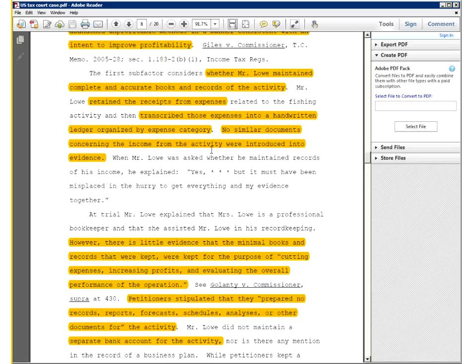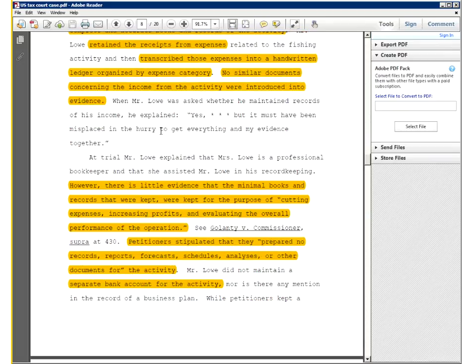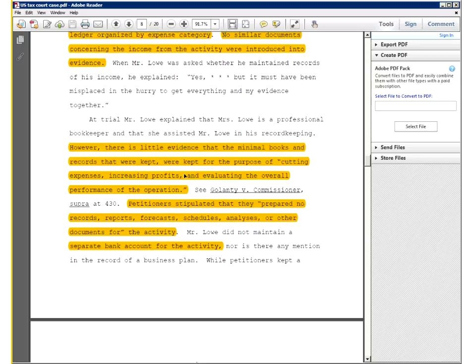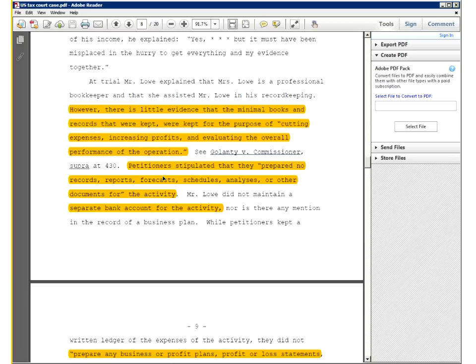No records were put in as evidence concerning income. He says yes, but it must have been misplaced. Not a good reason there. However, there's little evidence that the minimal books and records that were kept were kept for the purpose of cutting expenses and increasing profits.